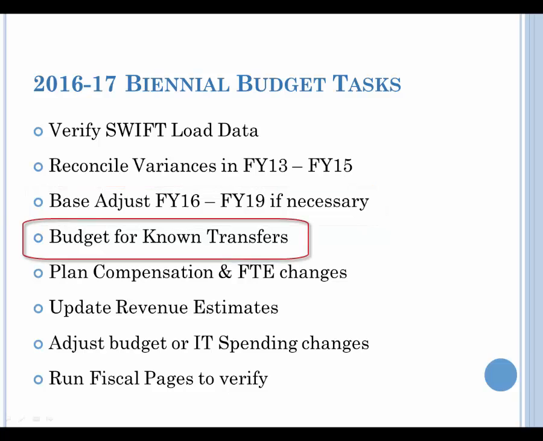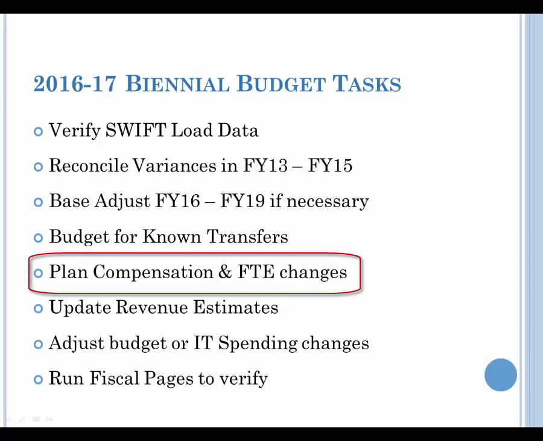Plan for any known transfers. Examples include transfers to the governor's office, those required by statute, and money transfers between budget activities or programs to get revenue or spending on the correct fiscal pages. Plan for compensation increases and change FTEs accordingly.